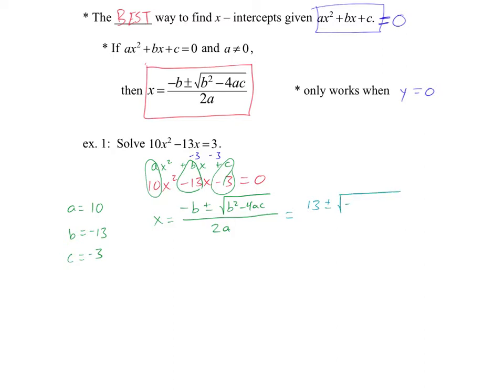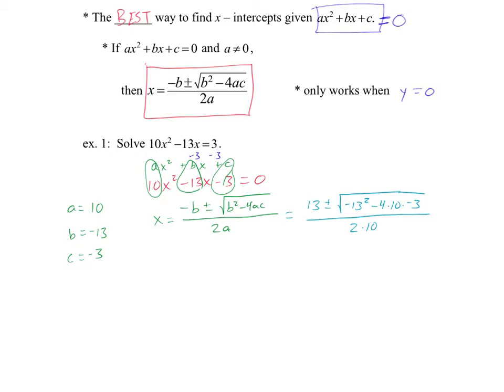Now I have this negative 13 squared. We're going to come back to that in a moment. Minus 4 times a, which is 10, times c, which is negative 3, all over 2 times a, or 2 times 10.